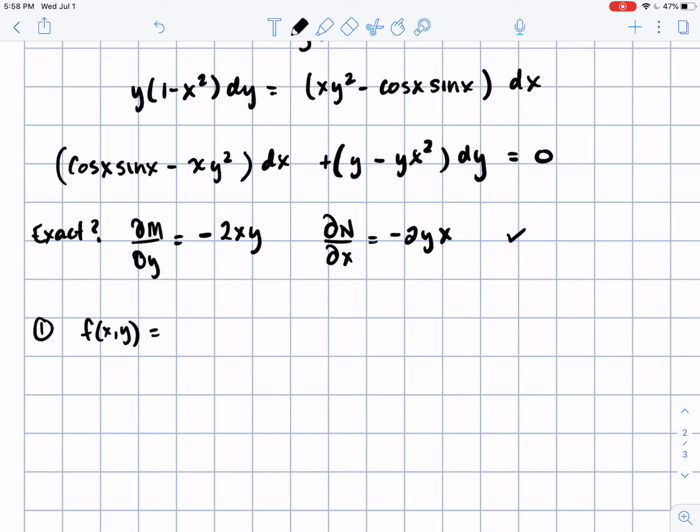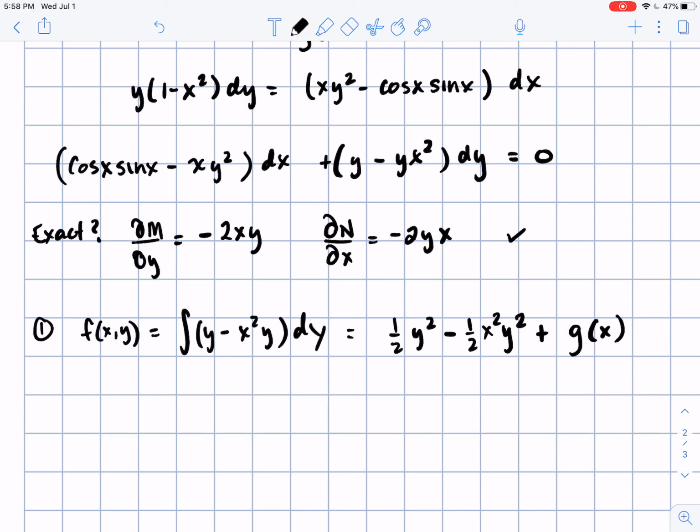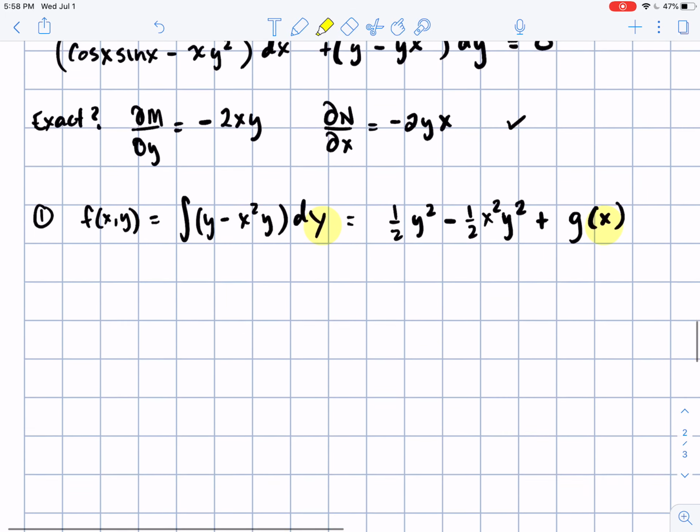And also, I just want to pick the other one to start with. So you have y minus x squared y, dy, and we're doing the antiderivative now with respect to y. So I'm going to get 1/2 y squared minus 1/2 x squared y squared plus, now it's a g of x because we used y first. Okay, so notice the difference, y, and it could be a function of x.